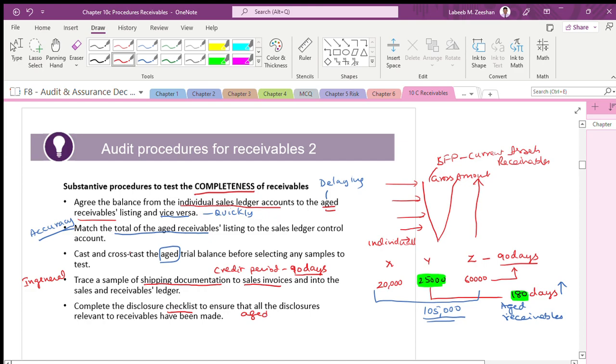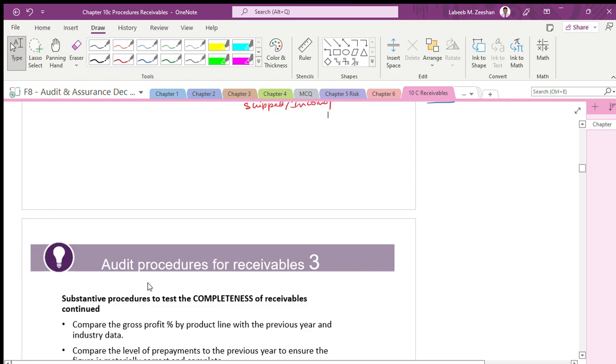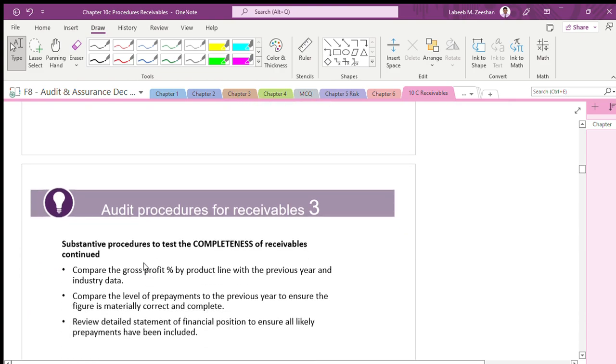When we have shipped it, when we have raised the invoice, when we have delivered it, everything we have to make completeness. We have to make it a completeness. Receivables makes that difference. Continuation to that.